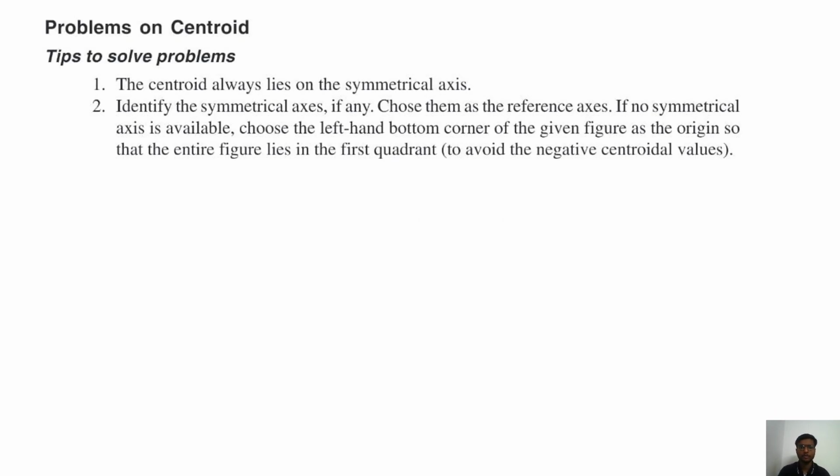Here are some tips to solve the problems. First, the centroid always lies on the symmetrical axis. Second, identify the symmetrical axis, if any, and choose it as the reference axis. If no symmetrical axis is available, choose the left-hand bottom corner of the given figure as the origin so that the entire figure lies in the first quadrant, to avoid negative centroidal values.